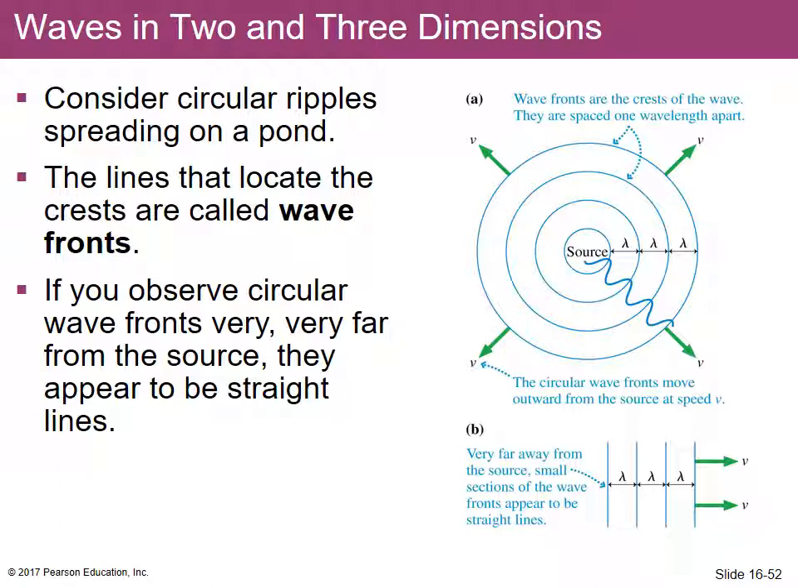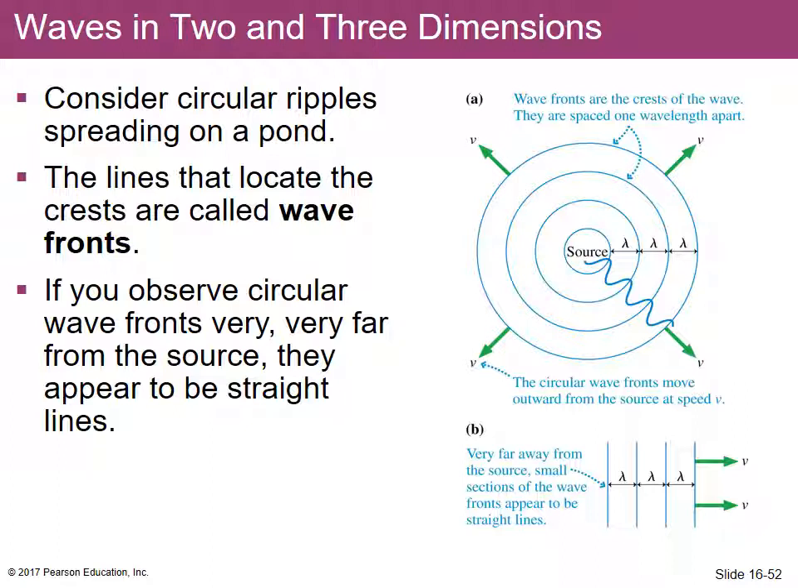A wavefront is an imaginary surface representing corresponding points of a wave that vibrate in unison. When identical waves having a common origin travel through a homogeneous medium, the corresponding crests and troughs at any instant are in phase. Any surface drawn through all the points of the same phase will constitute a wavefront. Consider circular ripples spreading out on a pond from a rock thrown in. The lines that locate the crest are called the wavefronts.